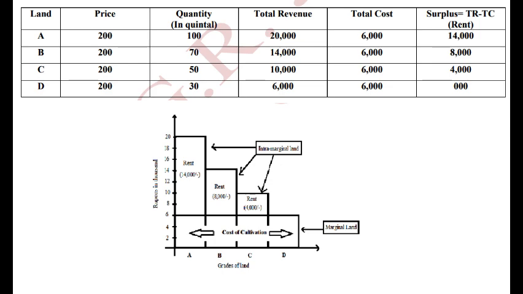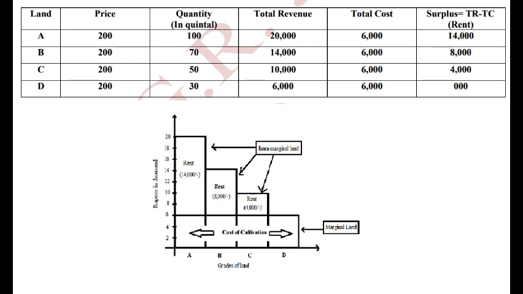Now, the cost of cultivation of land A and B is the same, but land A yields 100 quintals of corn while land B yields only 70 quintals. Therefore, land A realizes a surplus of 30 quintals over the yield of land B. It is a producer's surplus, or it is a rent claimed by the owner of the land.